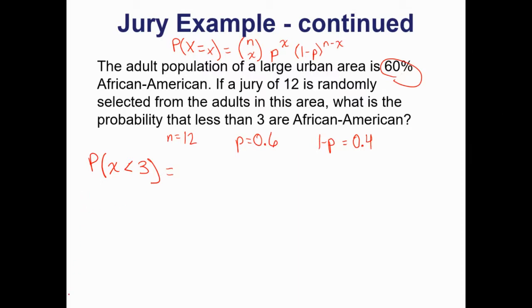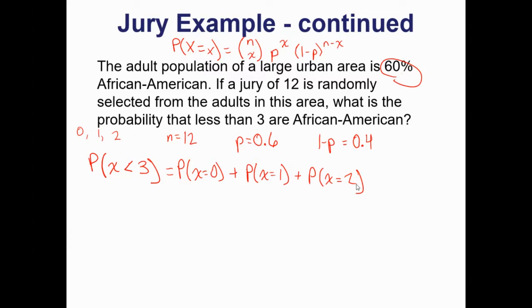So if I'm less than 3, what does that mean I can have for my potential values? 0, 1, 2. We can't be 3. So that means I'm going to have to add the probability that x is equal to 0, plus the probability that x is equal to 1, plus the probability that x is equal to 2.